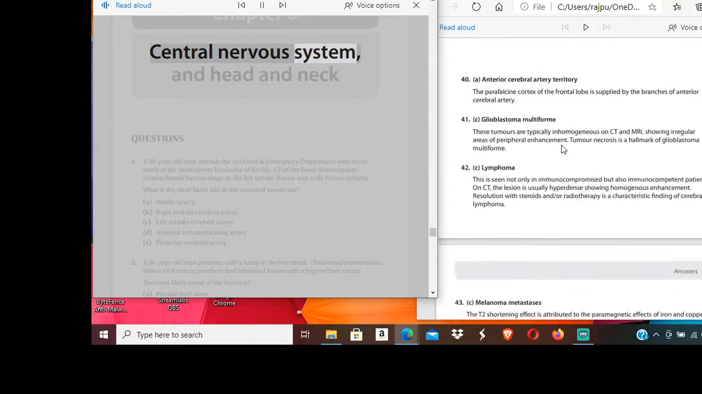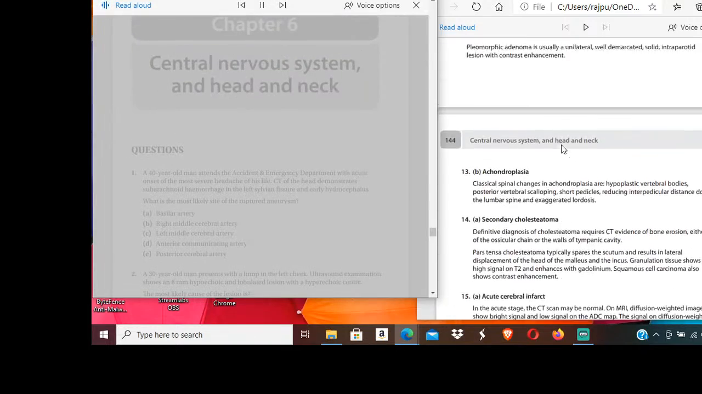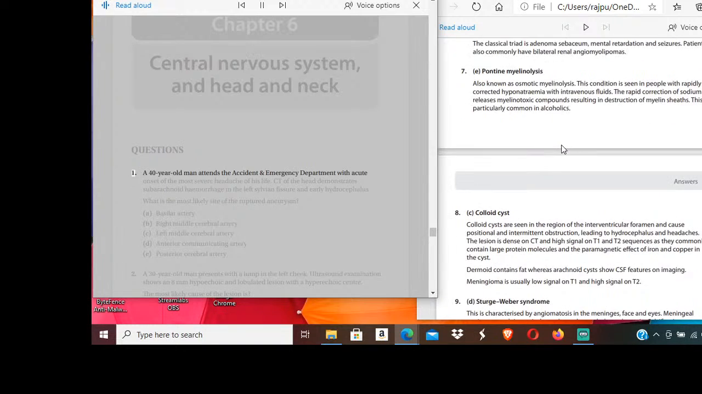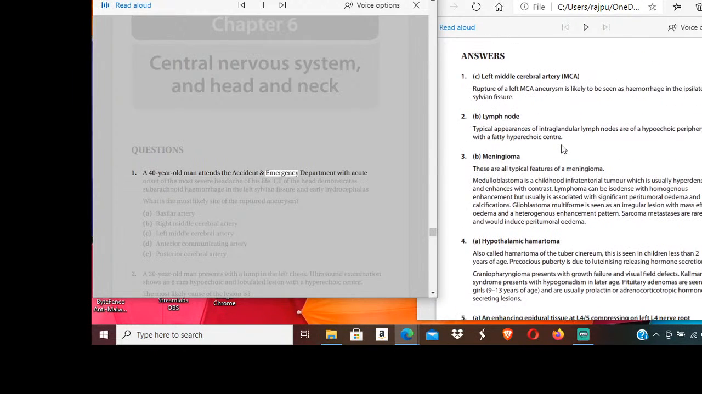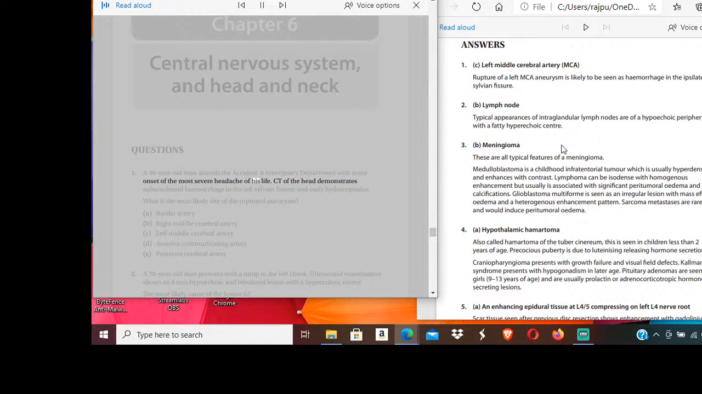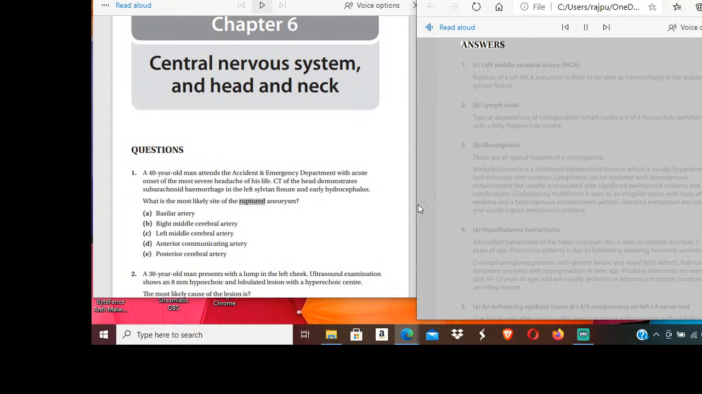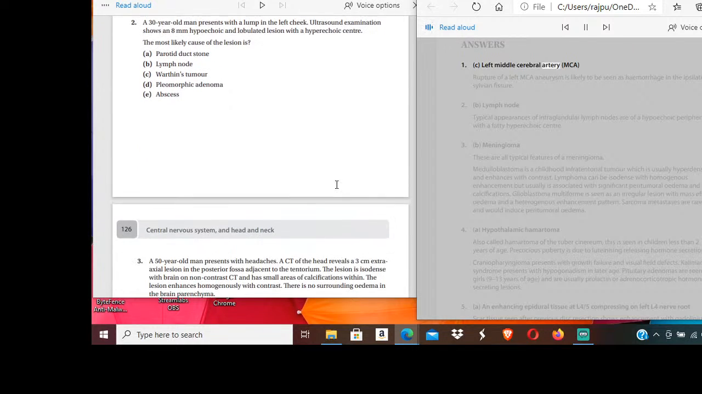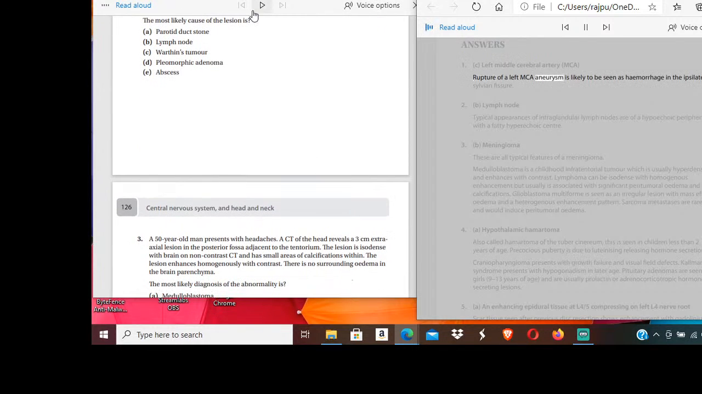Central nervous system, and head and neck. Chapter 6. Questions. 1. A 40-year-old man attends the accident and emergency department with acute onset of the most severe headache of his life. CT of the head demonstrates subarachnoid hemorrhage in the left sylvian fissure and early hydrocephalus. What is the most likely site of the ruptured aneurysm? Answers. 1. C. Left middle cerebral artery, MCA. Rupture of a left MCA aneurysm is likely to be seen as this.